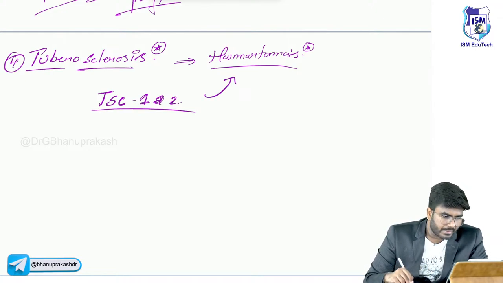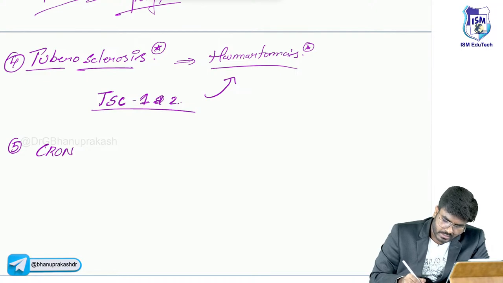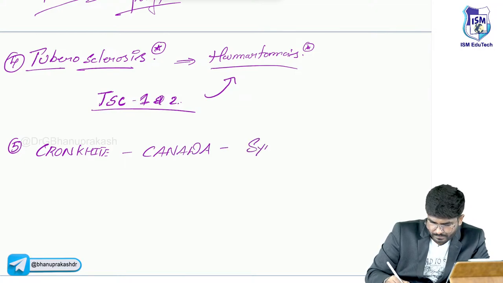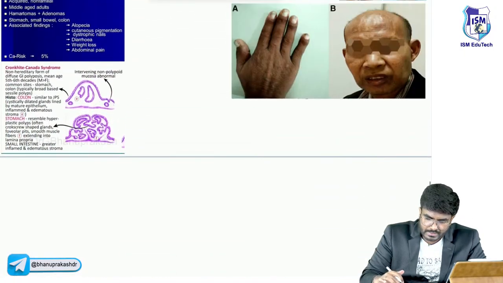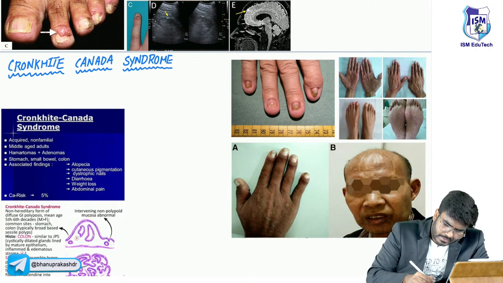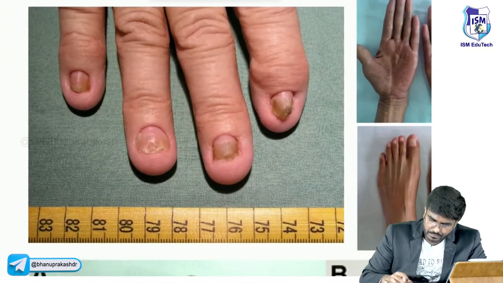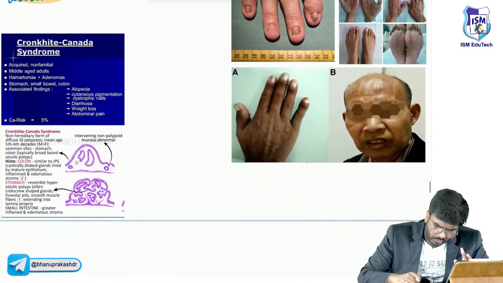And one more you are saying, Cronkhite. Okay, the next condition is going to be Cronkhite-Canada syndrome. Let me show you first of all. In this condition, Cronkhite-Canada syndrome, the patient is going to have nail involvement. Yes, of course, hamartomatous polyps are going to be seen, no doubt.